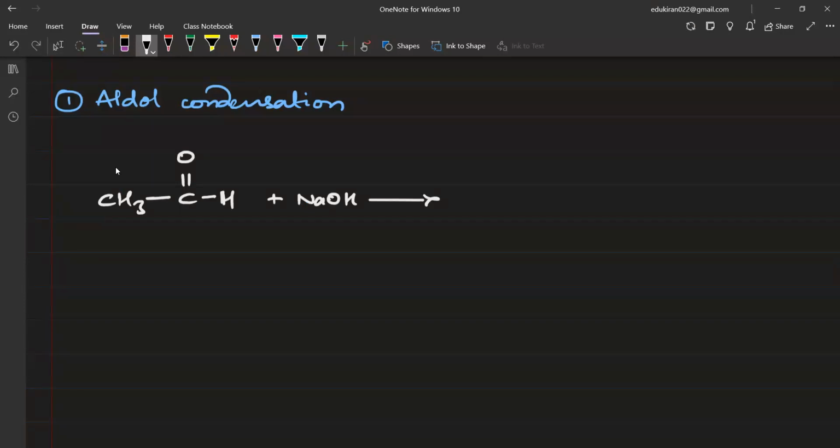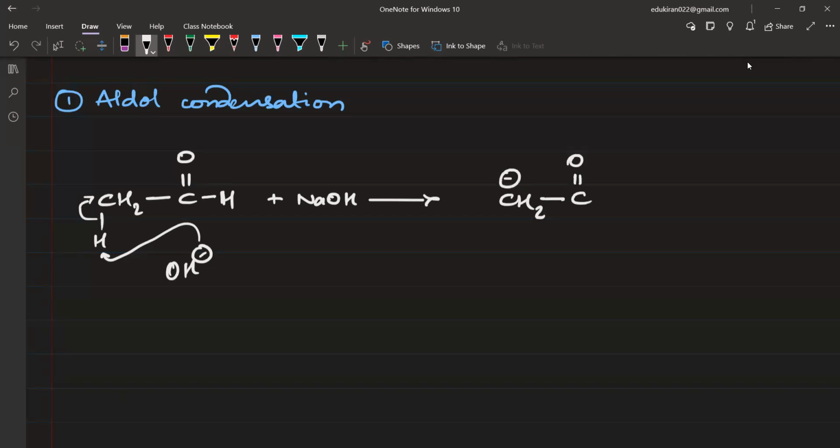Then what is going to happen? The NaOH is having OH negative. So OH negative will come and it will attack one of the hydrogens. This hydrogen will go here. And what you are going to get is, please see, CH2 negative charge, single bond carbon, double bond oxygen, and then hydrogen. Now this CH2 has got negative charge.